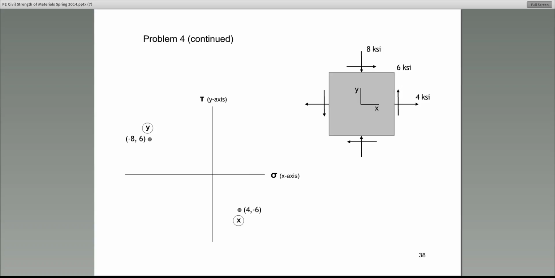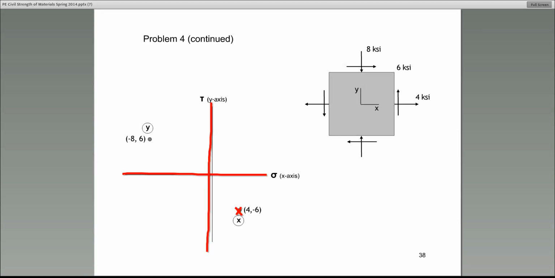Just draw the x-axis. The x-axis is going to be the sigma. Stresses are plotted on the horizontal line. Tau, shear stress, plotted on the y-axis, like that. Then the next thing is the points. You have to identify the points.